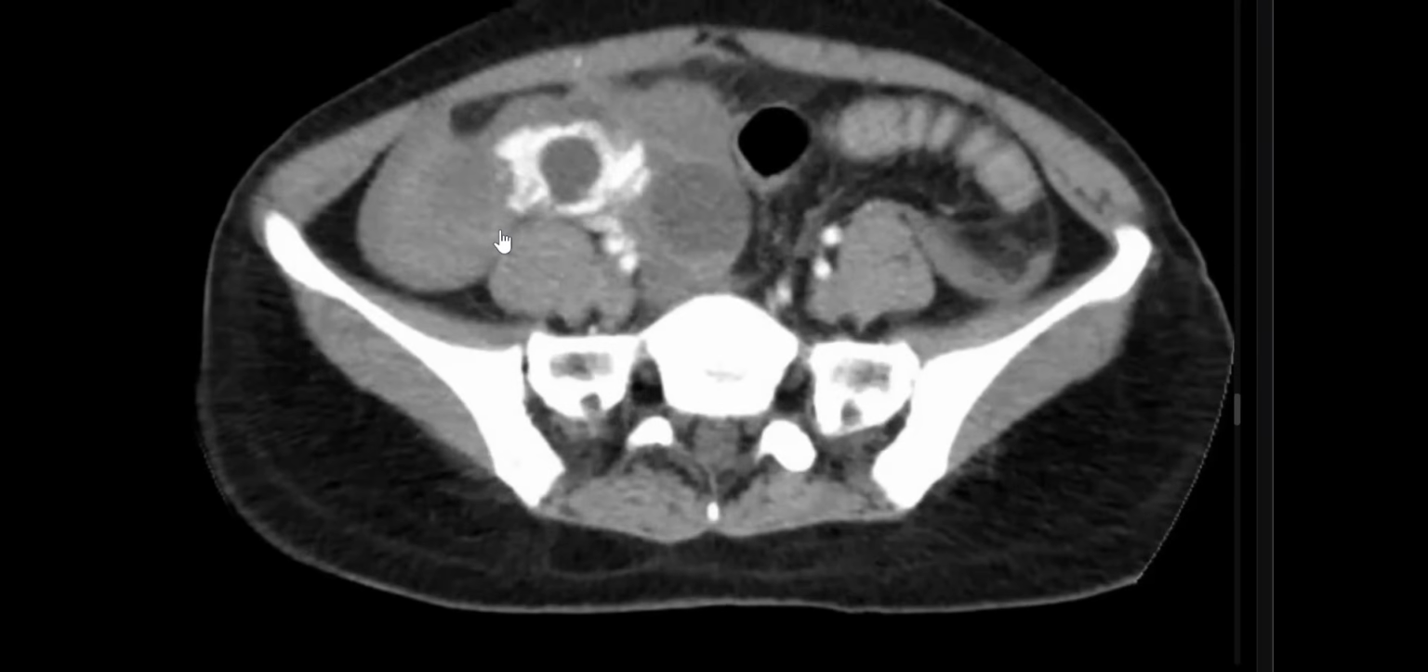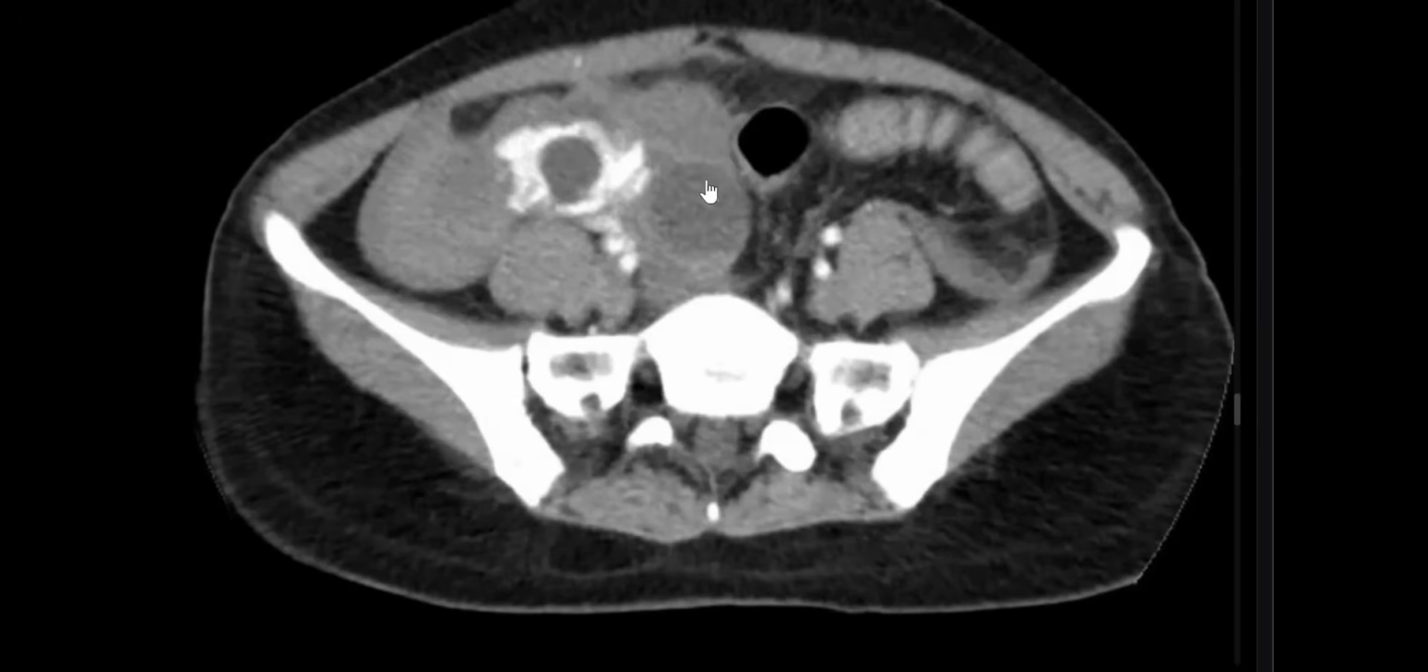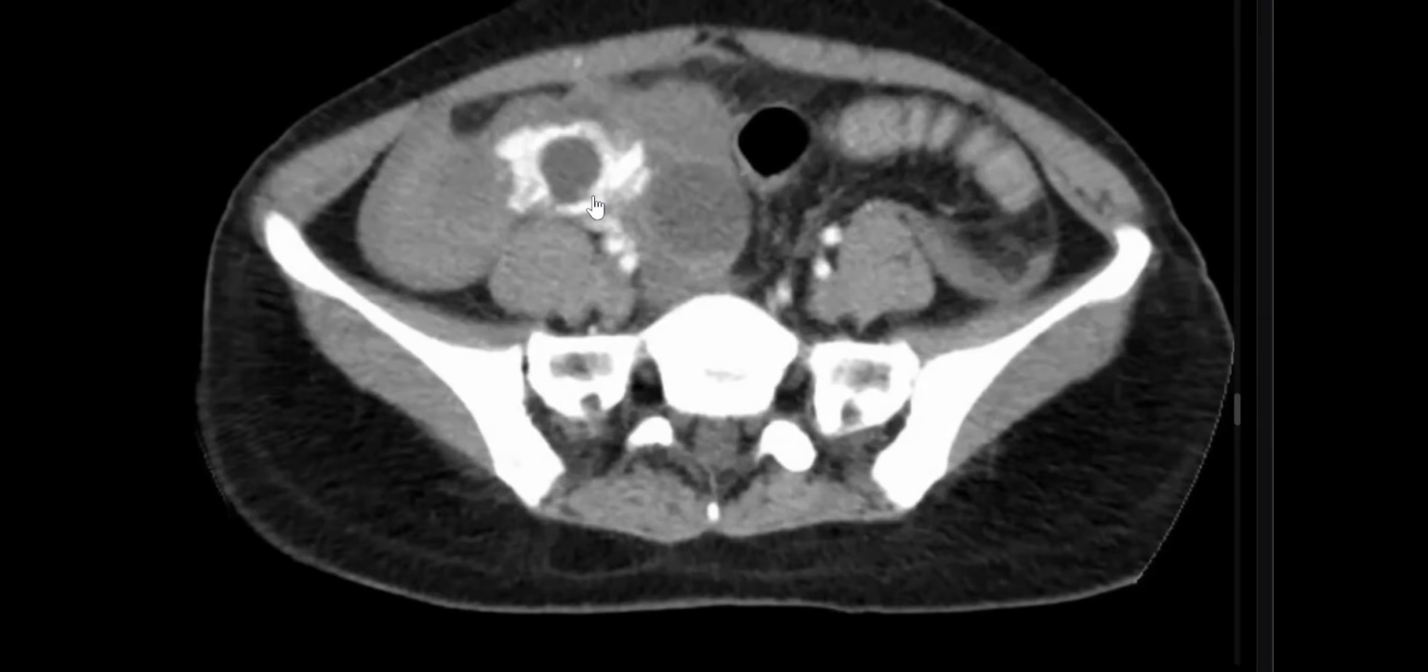These are cysts as well. This may represent just a normal corpus luteum or ovarian cyst, and this one is an extra-ovarian structure. Like what? Like a mesenteric cyst or something. Middle-aged female with pain.